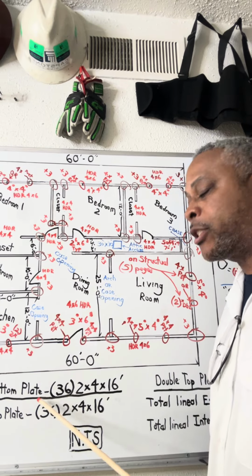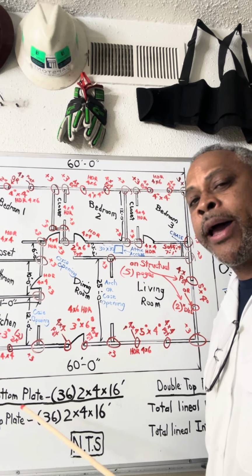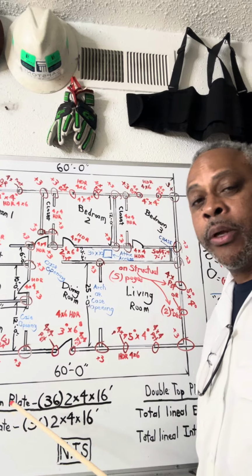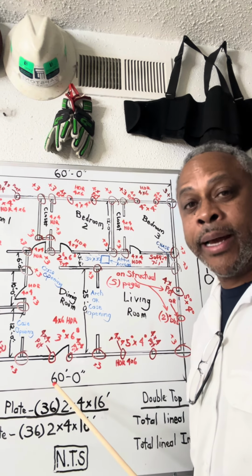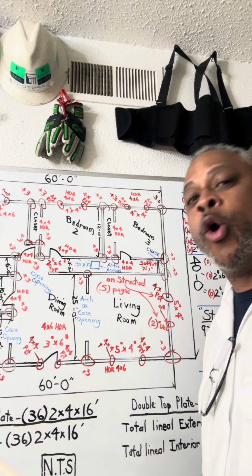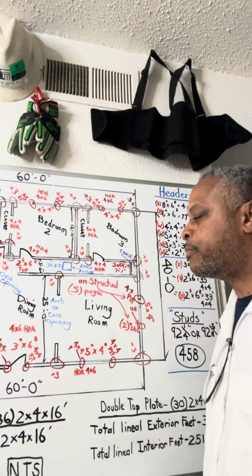Remember, your bottom plate has to be treated. It has to be treated pine or pressure treated lumber. In California, it's pressure treated. They have Wolmanized as well. It's a chemical that's on the lumber that turns it a greenish color.